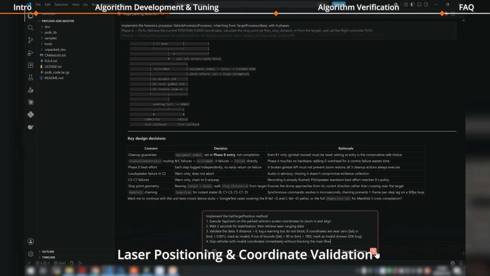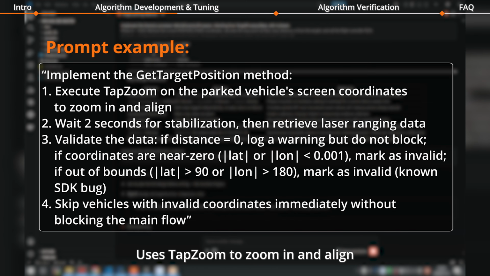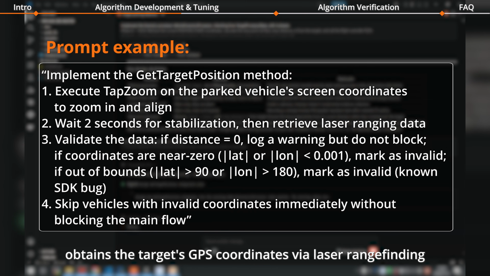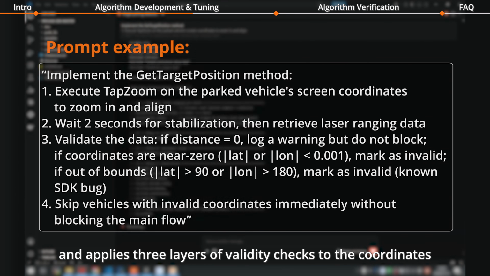Laser positioning and coordinate validation. Purpose: uses tap zoom to zoom in and align, obtains the target's GPS coordinates via laser rangefinding, and applies 3 layers of validity checks to the coordinates.